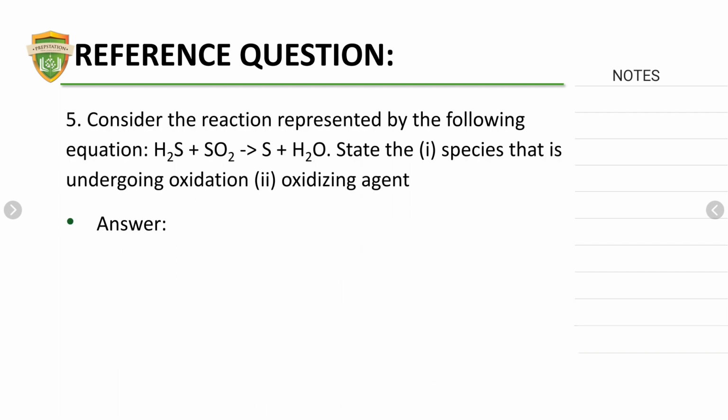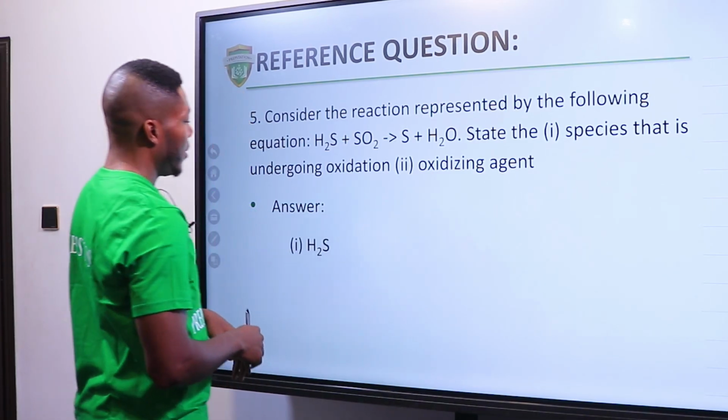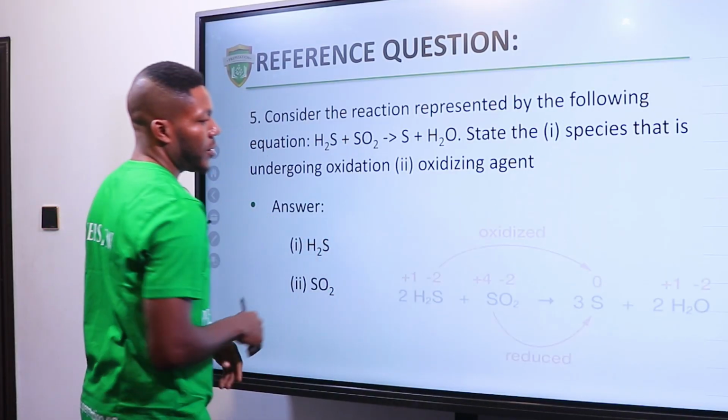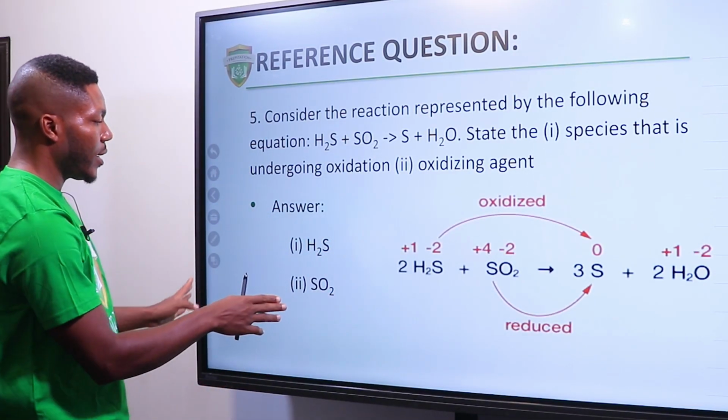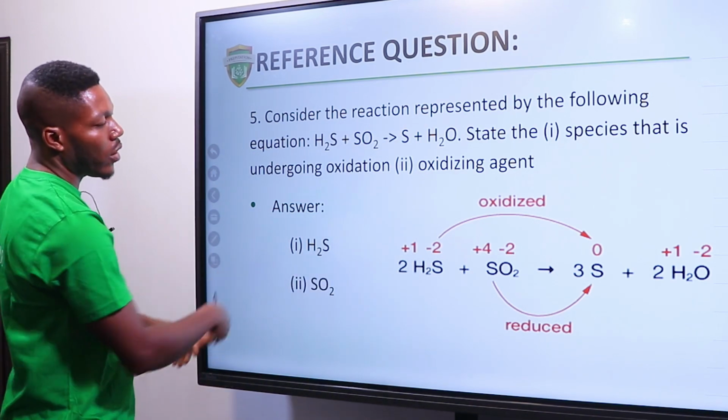Then question 5: consider the reaction represented by the following equation. State the species that is undergoing oxidation and the oxidizing agent. It is very simple. How do you know it? First of all, identify your processes by their charges. I don't want to waste much time on this again because I already explained it in the previous video, previous slides.